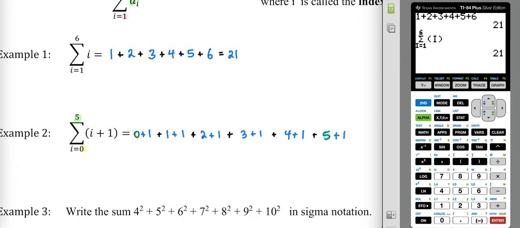On closer inspection, we see that 0 plus 1 is 1, we get a 2, we get a 3, we get a 4, we get a 5, we get a 6, all added together. So we now have a different summation that leads to the same outcome of 21.